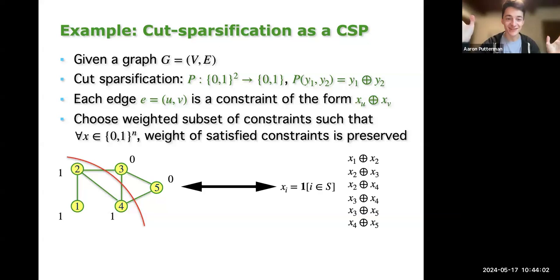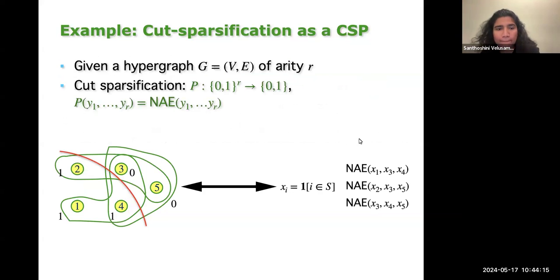Thanks. Yeah. No, but that said, it's still also a very good question, to get deterministic sparsifiers. I mean, we don't know how to do that, but it's also a very important question. Thanks.